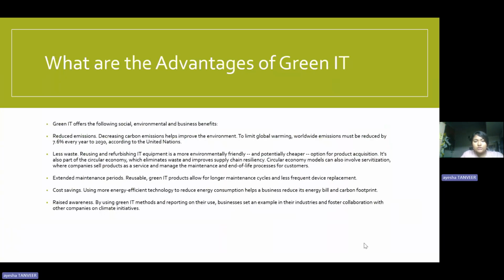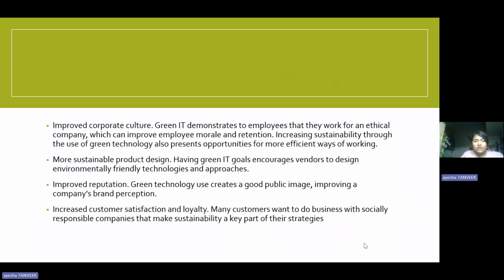Improve corporate culture. Green IT demonstrates to employees that they work for an ethical company, which can improve employee morale and retention. Increasing sustainability through the use of green technology also presents opportunities for more efficient ways of working. More sustainable product design. Having green IT goals encourages vendors to design environmentally friendly technologies and approaches.